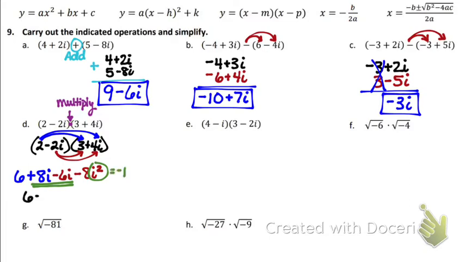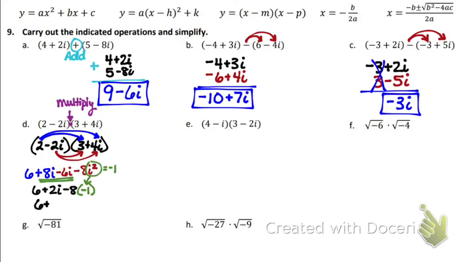So I have 6 plus 2i minus 8 times negative 1. The i squared gets replaced with a negative 1. What is negative 8 times negative 1? Just regular old 8. So I have 6 plus 2i plus 8. Have I combined all of my like terms together? What can I still combine? 6 and 8. What is 6 plus 8? So I have 14 plus 2i.